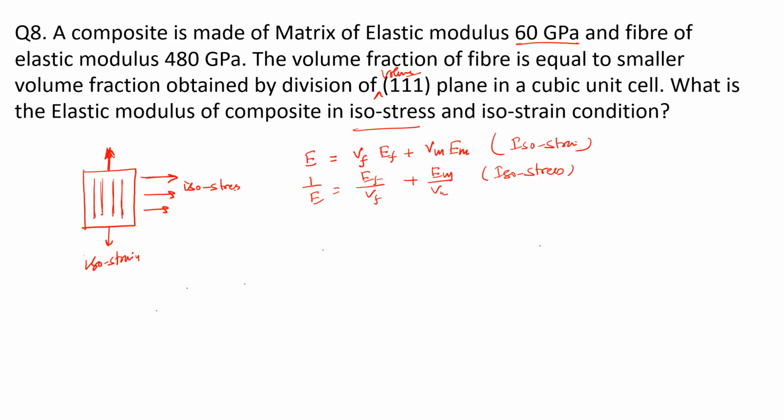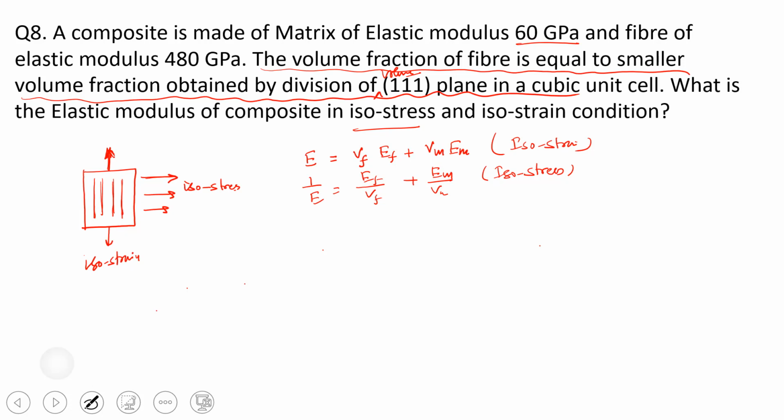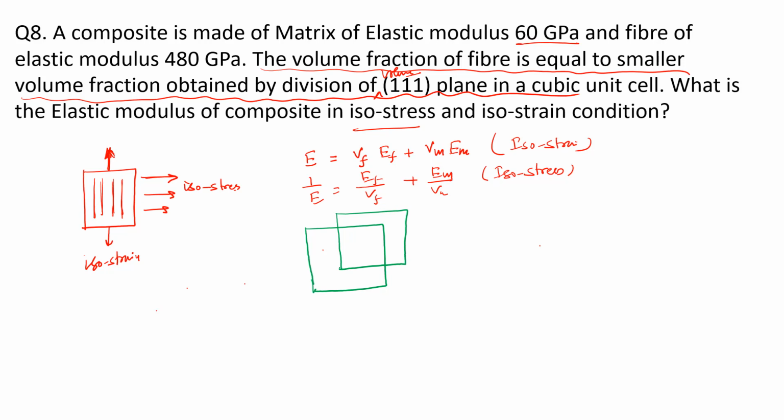For this question, the important point is we need to find the volume fraction of fiber. That is the critical thing. So here it is given the volume fraction of the fiber is equal to the smaller volume fraction obtained by division of the 111 plane in a cubic unit cell. So this is a new thing because you need to think differently, where we have just a cubic unit cell. It is given like a cubic unit cell, right?